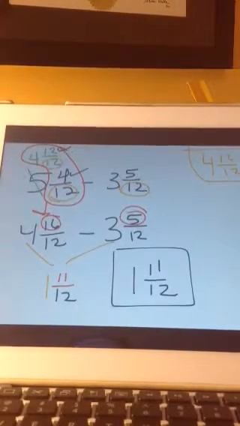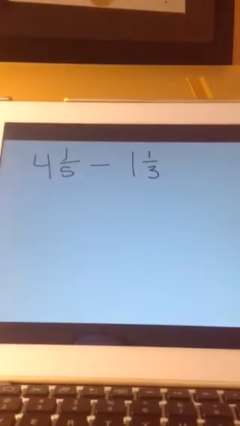So on the next page, if you want to go ahead and try this one, I'm going to give you this one to try. 4 and 1/5, sorry, that's a 1, minus 1 and 1/3. So you're going to solve this, hit pause, and check back for the answer. So go ahead and hit pause now and solve it.